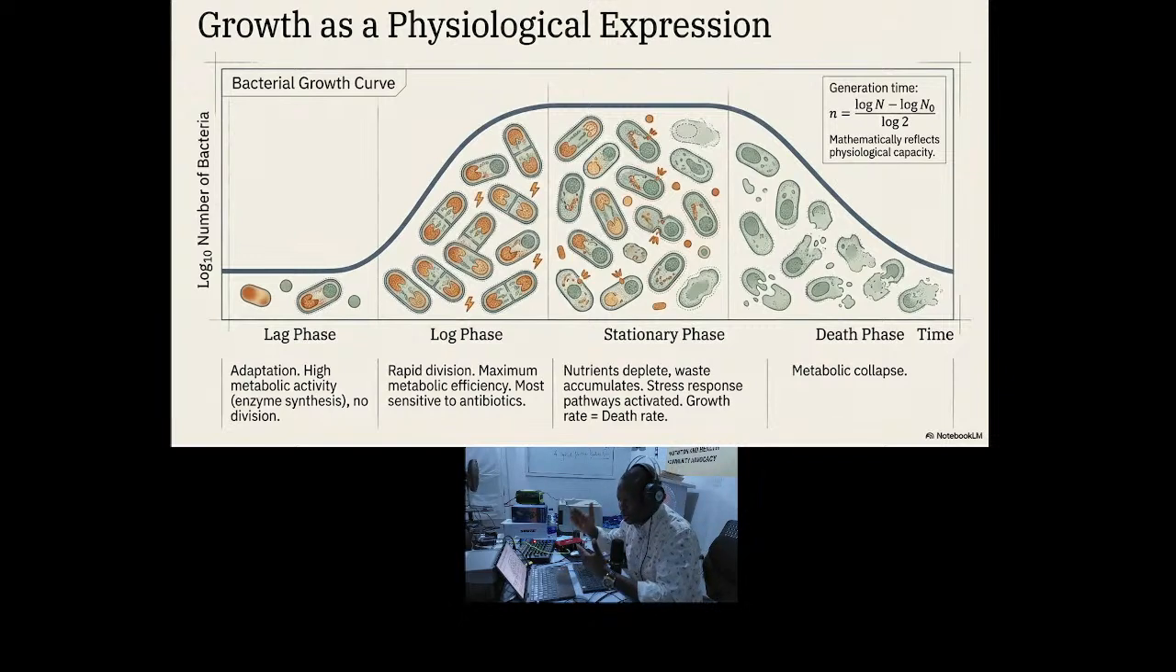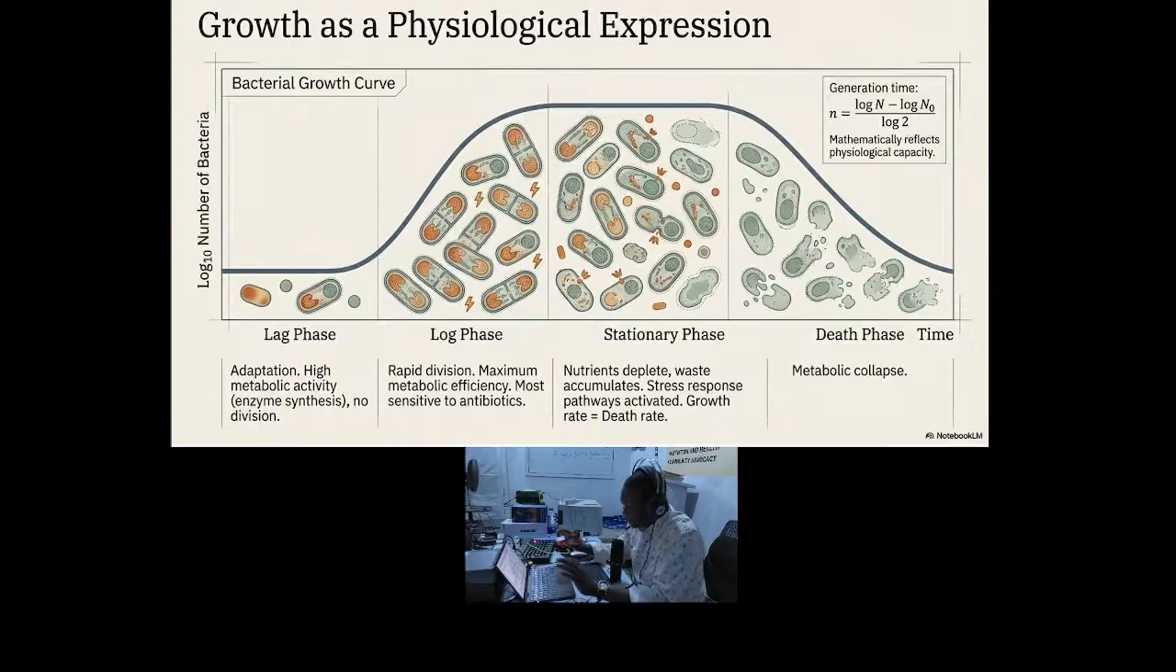We want to consider growth as an example of that. All of us are familiar with this because that is where our journey as microbiologists should begin. We have the growth curve, and it is divided into four stages.